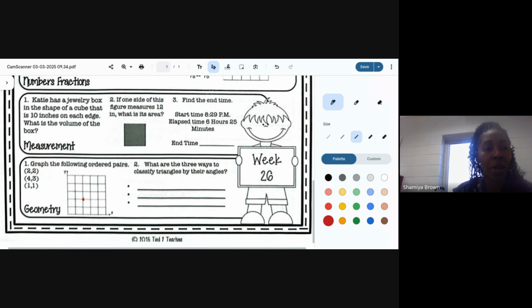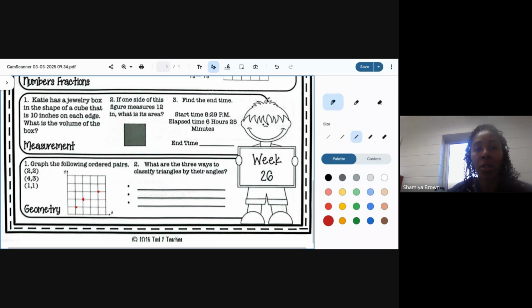The next ordered pair is 4, 3. So I need to go over 4 and up 3. So I go over 4, 1, 2, 3, 4, and up 3, 1, 2, 3. That's where that point will be. And the other one is 1, 1. So I go over 1, up 1. And that's where that point would be. Okay. And then that's all I do for that one.